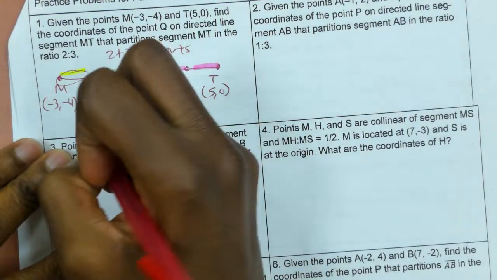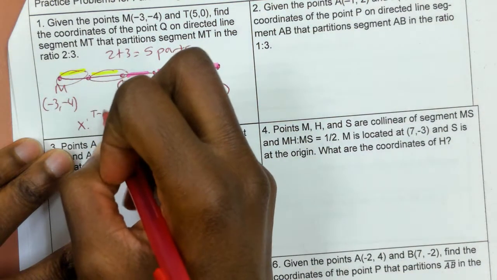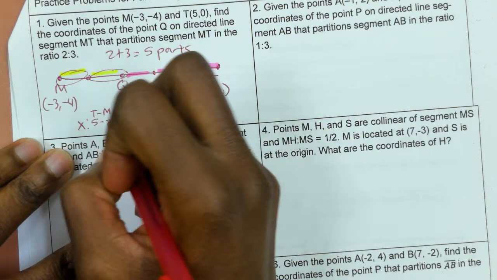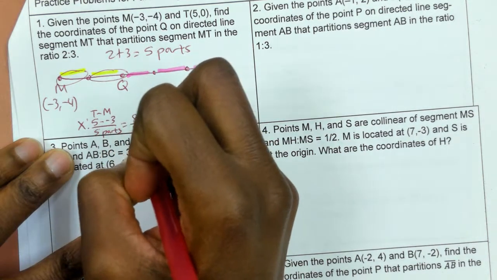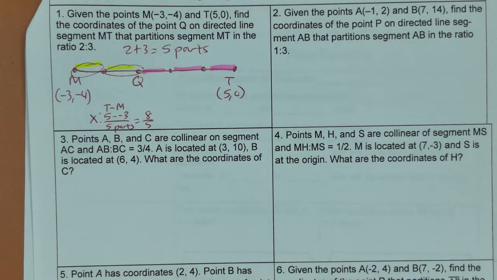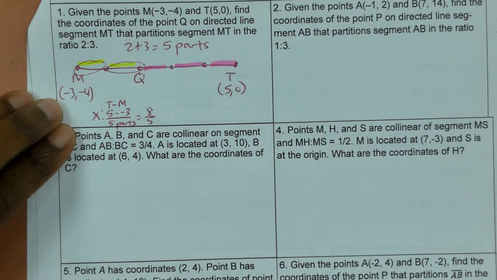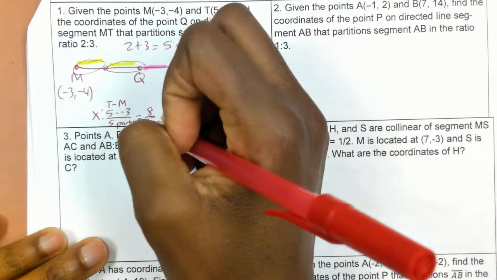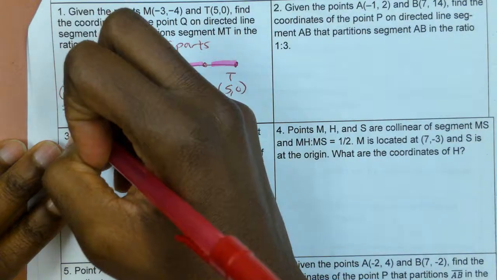Okay, for X, we go from -3 to 5, so we're going to do T minus M to figure out that distance. It's 5 minus -3, and we're dividing it into 5 parts. Okay, so 8/5. So another fraction. So what we want to do is convert the -3 to a fraction. To do that, we multiply the 5 times the -3. That gives us -15 over, and the denominator that we want is 5.